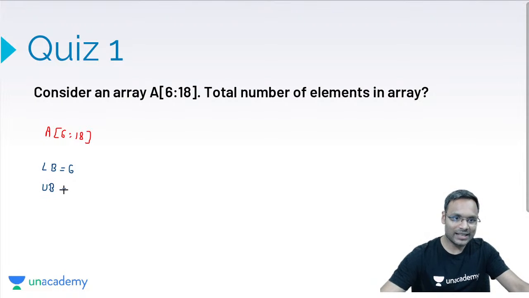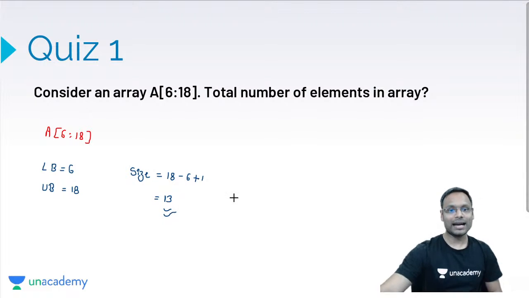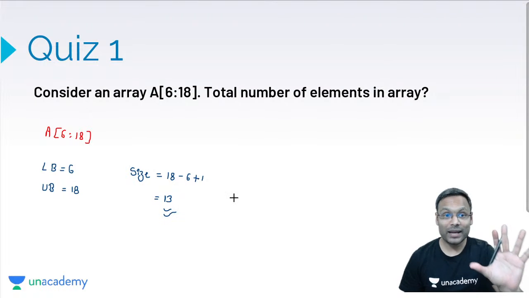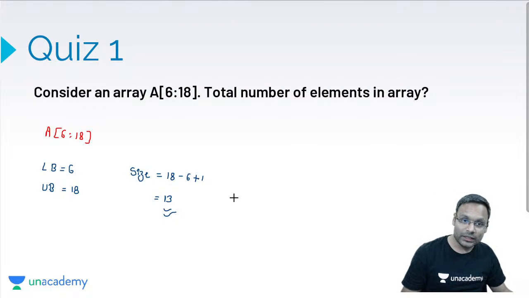How do you get the size of array? Size you calculate by a simple formula. Formula is 18 minus 6 plus 1. How? Upper bound minus lower bound plus 1. Upper bound 18 minus 6, 12 plus 1, 13. Correct answer is 13. Got it? समझ में आया? चलिए, another question, second quiz of the day.